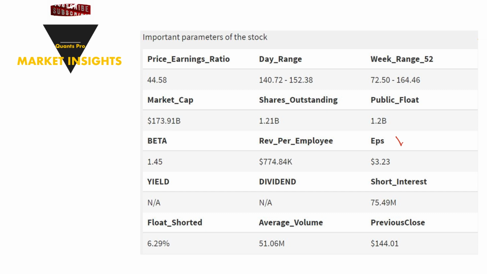The market capitalization value, which expresses the weight of the company's performance in the market, is $173.91 billion. Public float value is also approximately 1.2 B. The stock of the company closed at 144.1 with an average volume of 51.06 M. While the stock oscillated in the range of 140.72 to 152.38 during the day, the 52-week movement range was 72.50 to 164.46.